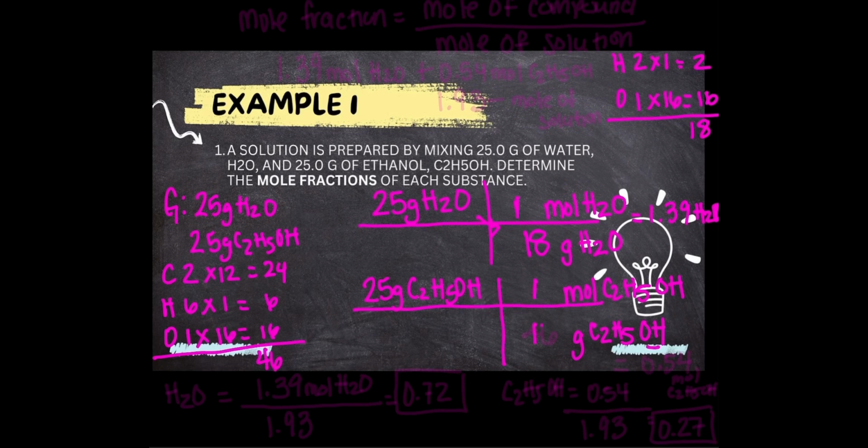So I'm going to put 46 here, and then I'm going to do the math. So 25 divided by 46 is going to give me 0.54, and I only did 2 places after the decimal, so that is going to be my mole of C2H5OH. Okay?